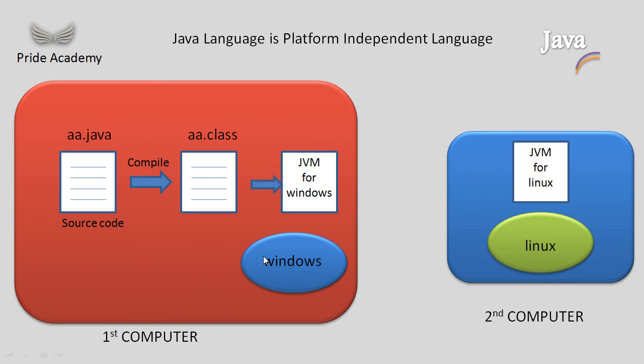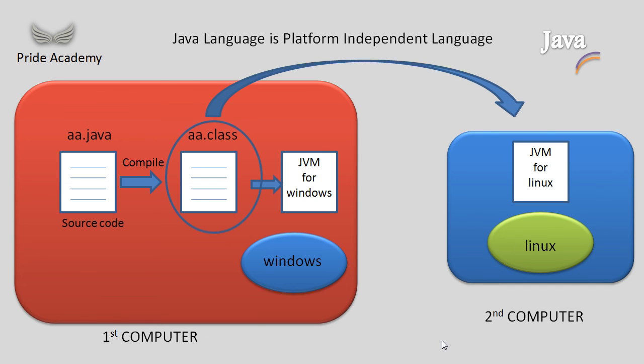Now I want to run the same application, the same program, on the second computer which has a different operating system, a different platform. Here it is Linux. For that, when I take this AA.class file to the second computer, it's a neutral bytecode, and in the second computer there should be a JVM for Linux according to the operating system. Now this JVM for Linux will convert, or translate, this neutral code, the intermediate code, into native code which will be compatible with the operating system of the second computer, and then we will get the output.